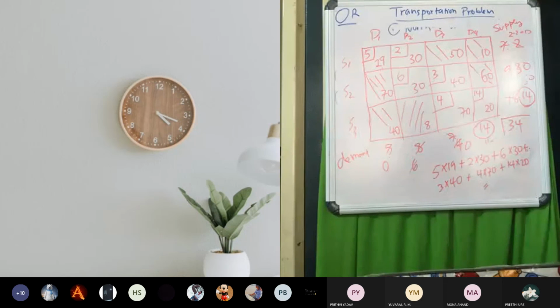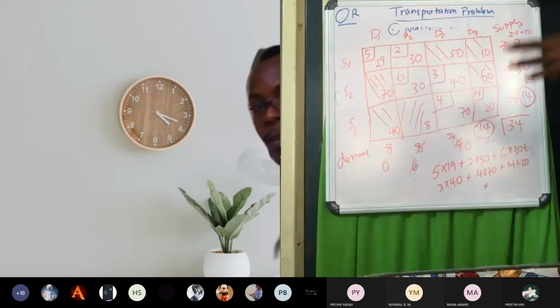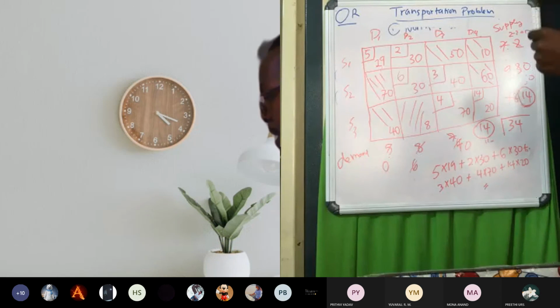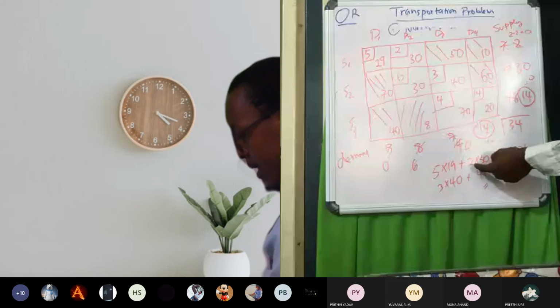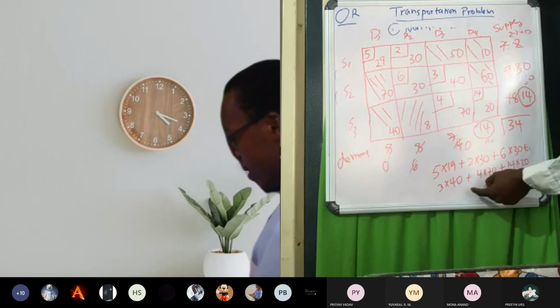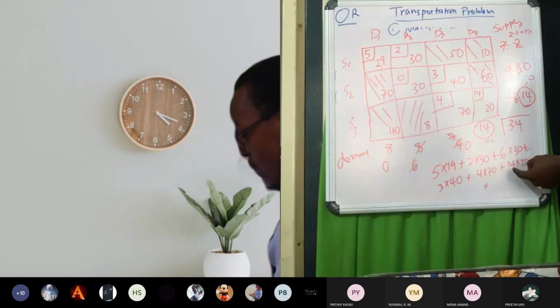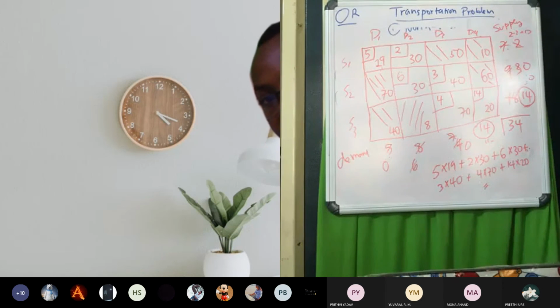So this is known as the northwest corner method. Sometimes people call it the northwest cell corner method. Please tell me what is the answer for this one? 5 into 19 plus 2 into 30 plus 6 into 30 plus 3 into 40 plus 4 into 70 plus 14 into 20. You can tell me. Please get the answer first.